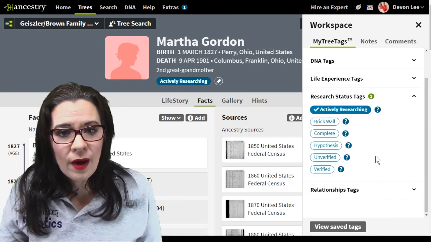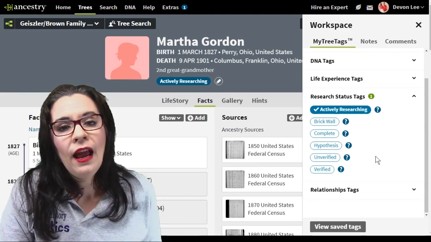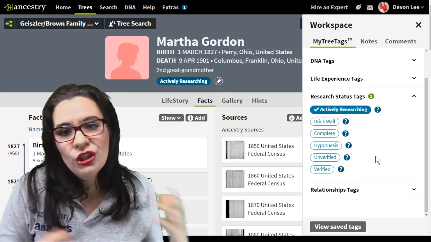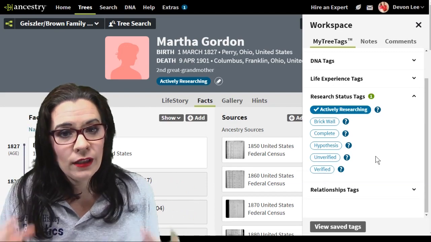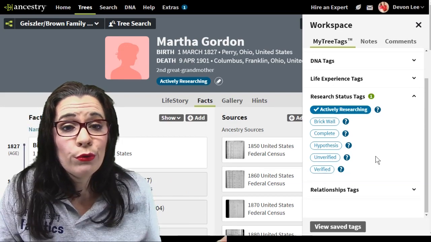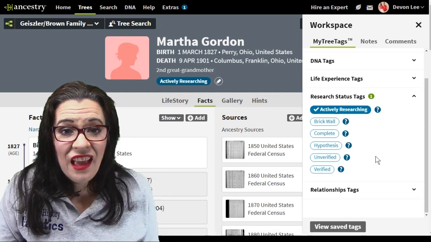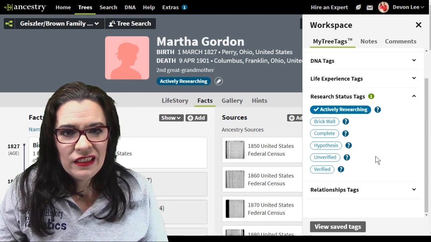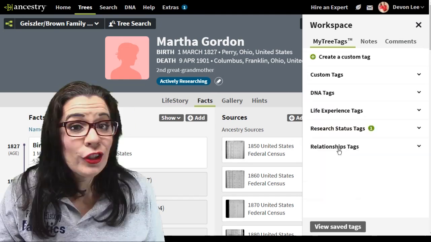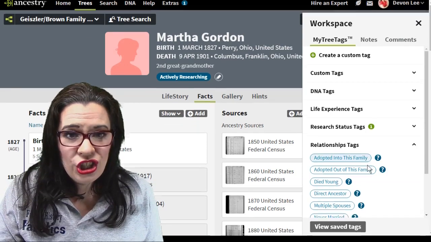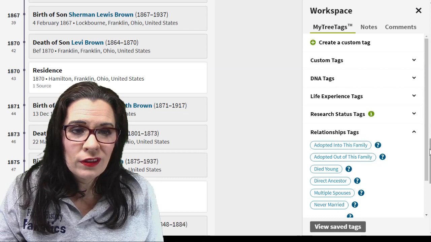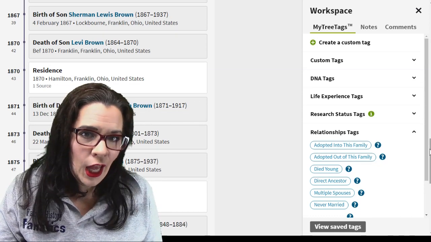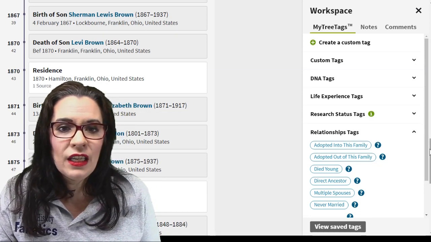I do like hypothesis so that you can mark it as, this is a theory, I'm just trying to figure it out. It's not verified. Don't take it as the gospel truth. So, research status tags. They're easy to understand, and yet they're confusing right now. So let's start talking about relationship tags. Relationship tags are really useful, and yet confusing at the time of recording this video.